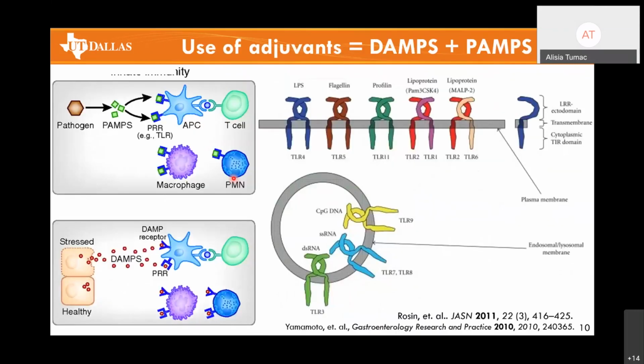So antigen-presenting cells and macrophages are a big part of the innate immune response, and they can pick up and display antigens on their surface. Antigen-presenting cells also have pattern recognition receptors, more specifically toll-like receptors. They help recognize foreign antigens. So how does this work with adjuvants?